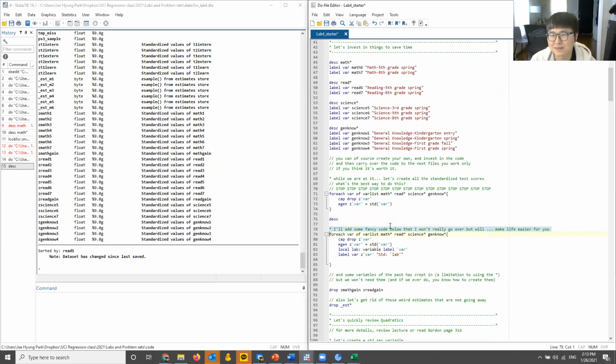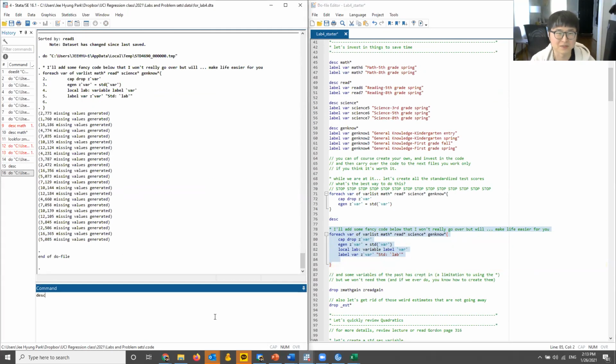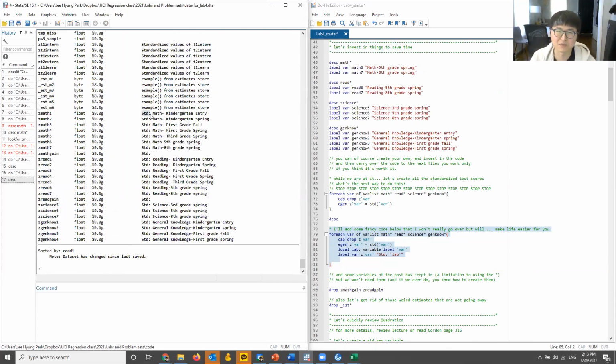And also I added some fancy code here, which you don't have to understand, but I've basically restored the labels this way. And I added a prefix. And you don't have to know how to do this, but very quickly, all I'm doing is the same thing. I'm dropping the variable and I'm creating the variable. What's new here is I take the variable from math 1 or whatever variable is on this list. I store it into a local called lab. And then I label the new variable with the std for standardized prefix and this lab variable.